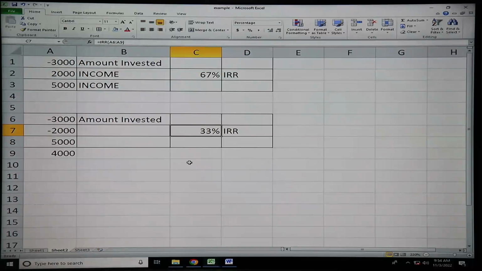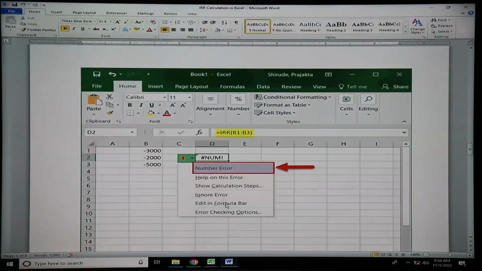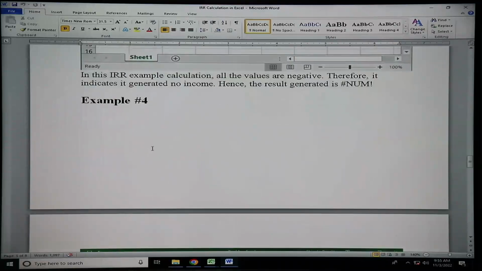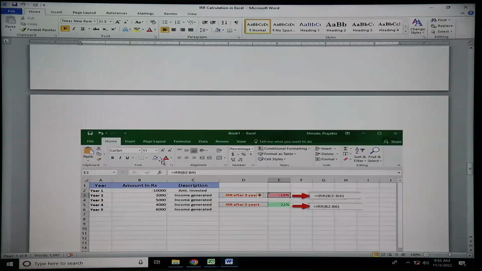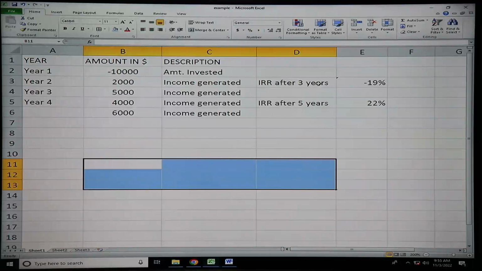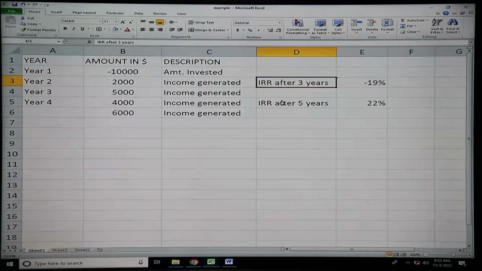So maybe in this case, let's go back to our argument. In this IRR example calculation, all values being negative indicates that it generates no income, and it results in that error. Example 4, we already did previously, and we were able to calculate the internal rate of return for the third year and for the fifth year.